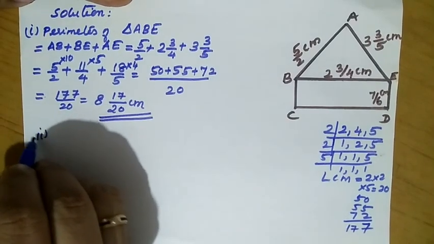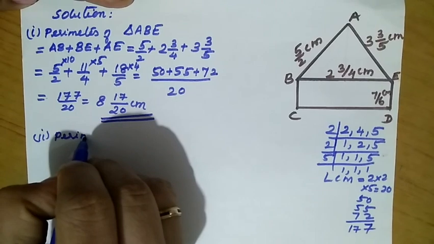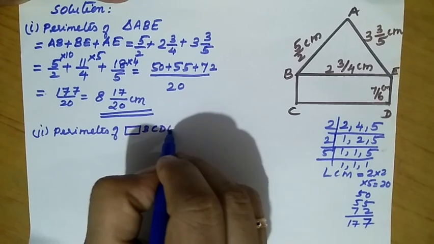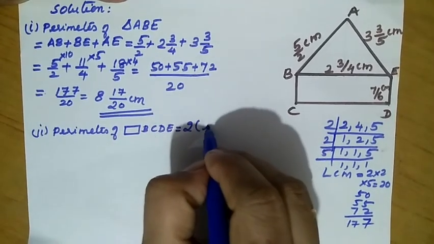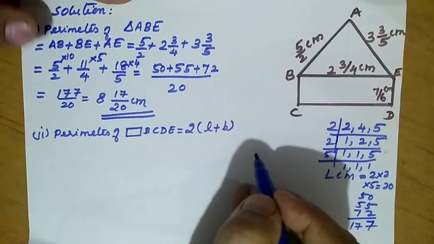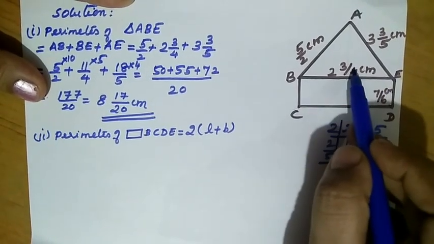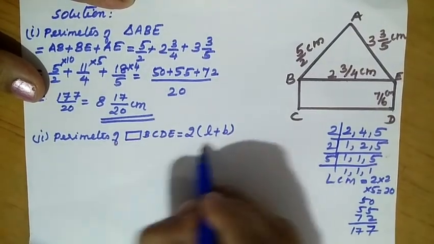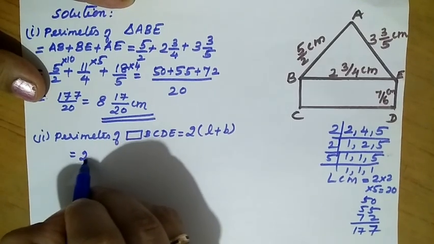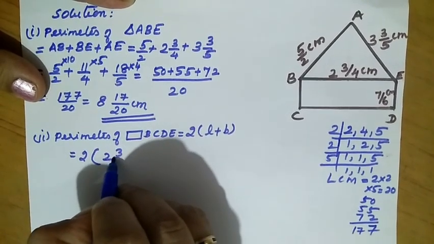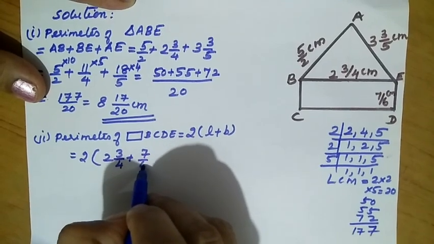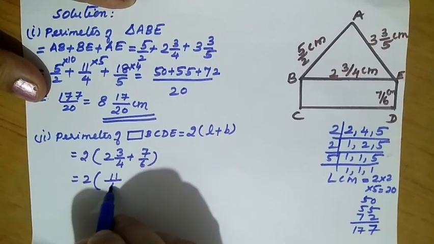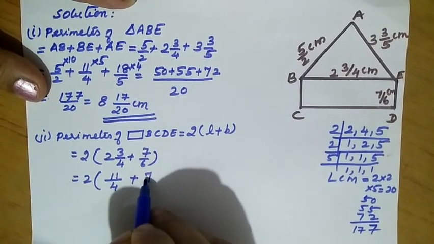Now the second part. Perimeter of rectangle BCDE. That means 2 into (L plus B), the formula you know. So what is the length here? 2 integer 3 by 4. What is the breadth here? 7 by 6. So we are substituting the values: 2 into (2 integer 3 by 4 plus 7 by 6), equal to 2 into (11 by 4 plus 7 by 6).